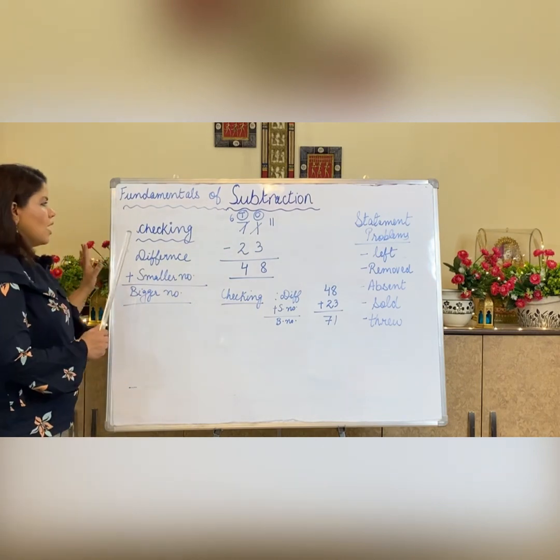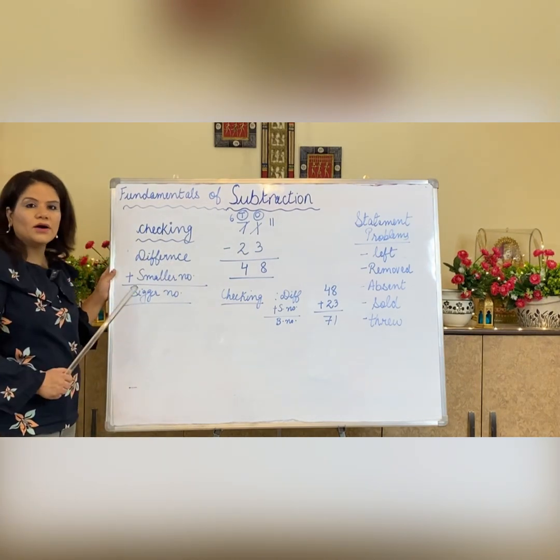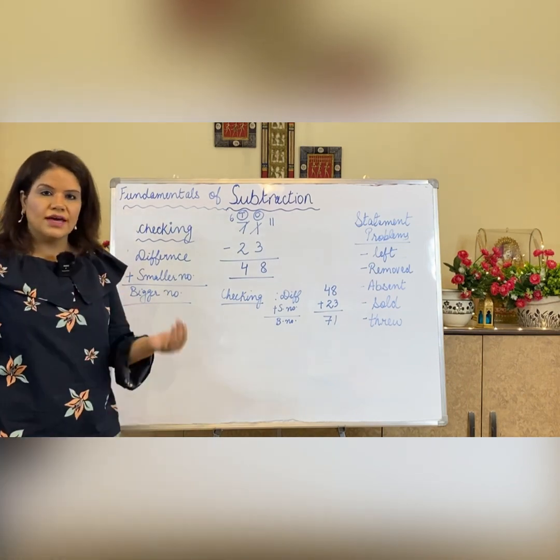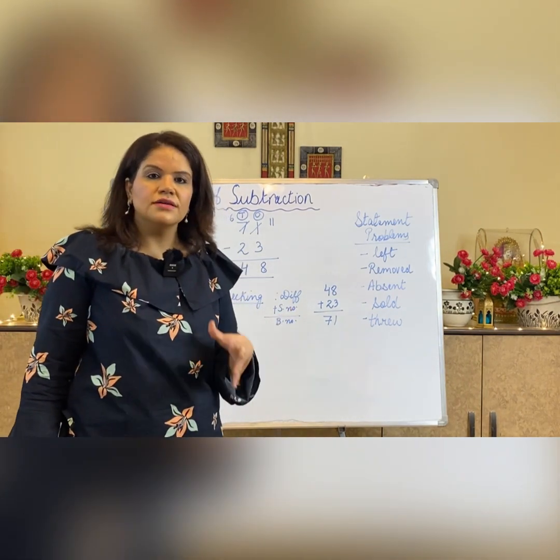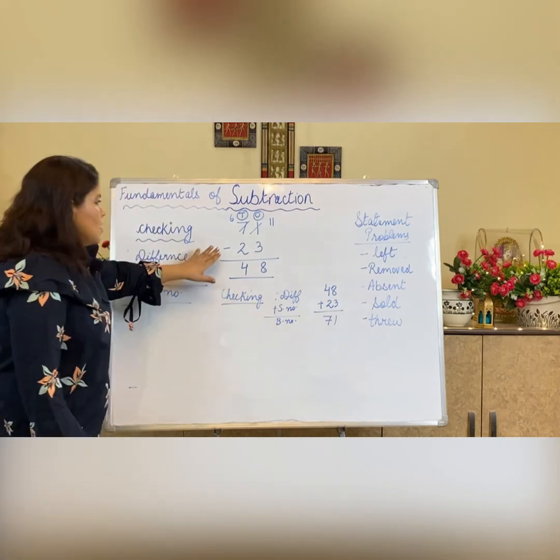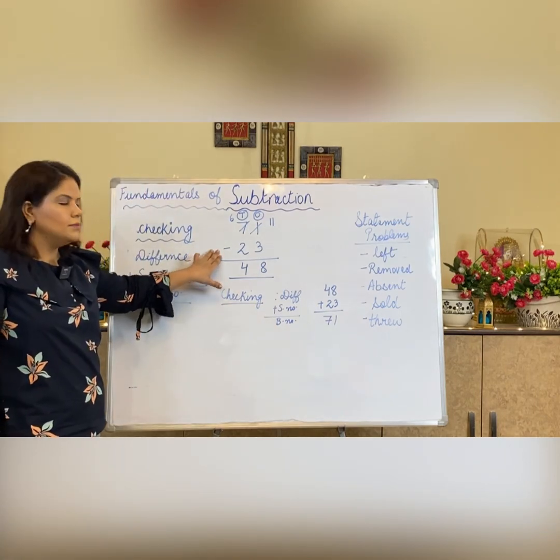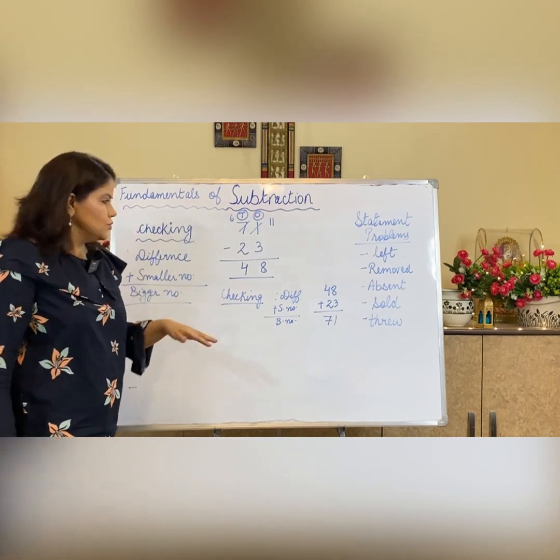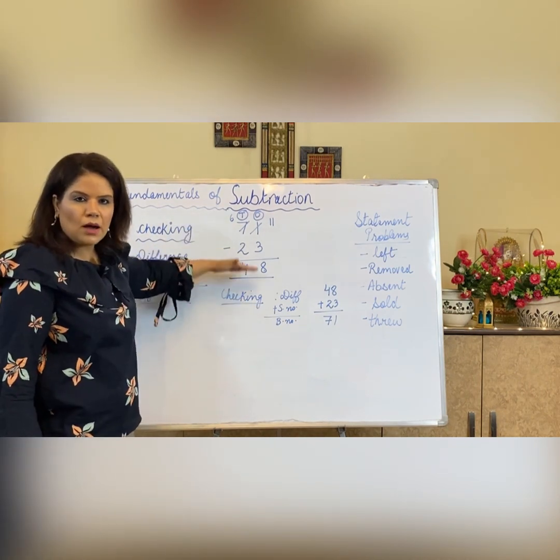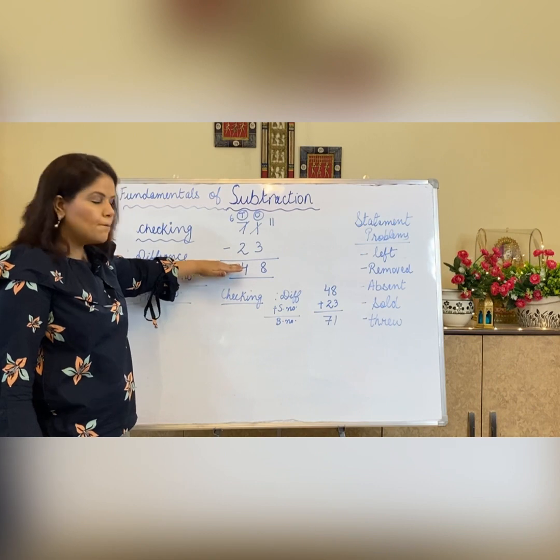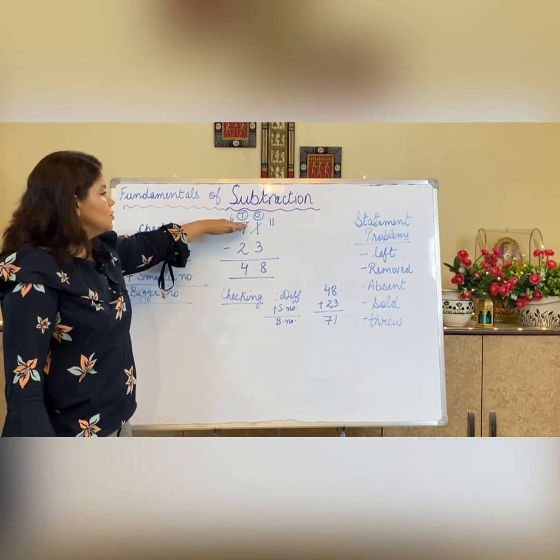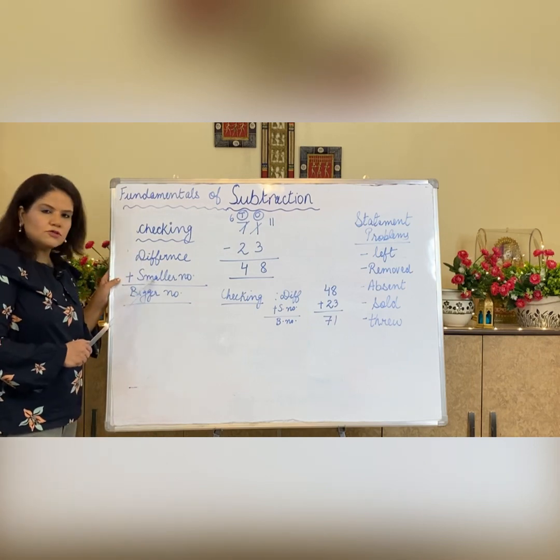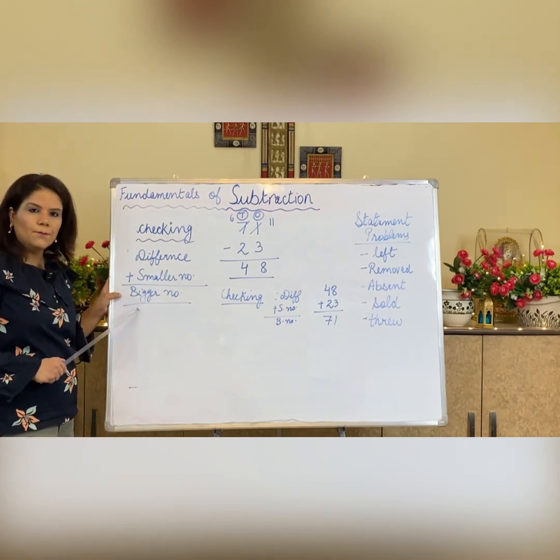Now I am explaining how to do the checking part of the subtraction. Whatever answer we get in subtraction, we take as the difference. The smaller number is always in the second column, the bigger number is always in the first column. So what we are going to do is move backwards. Difference plus smaller number will be equal to bigger number.